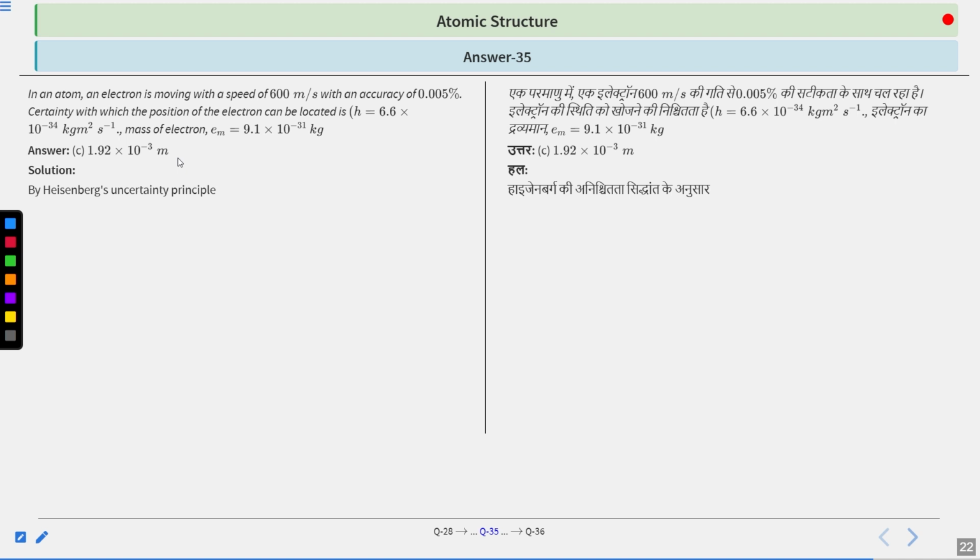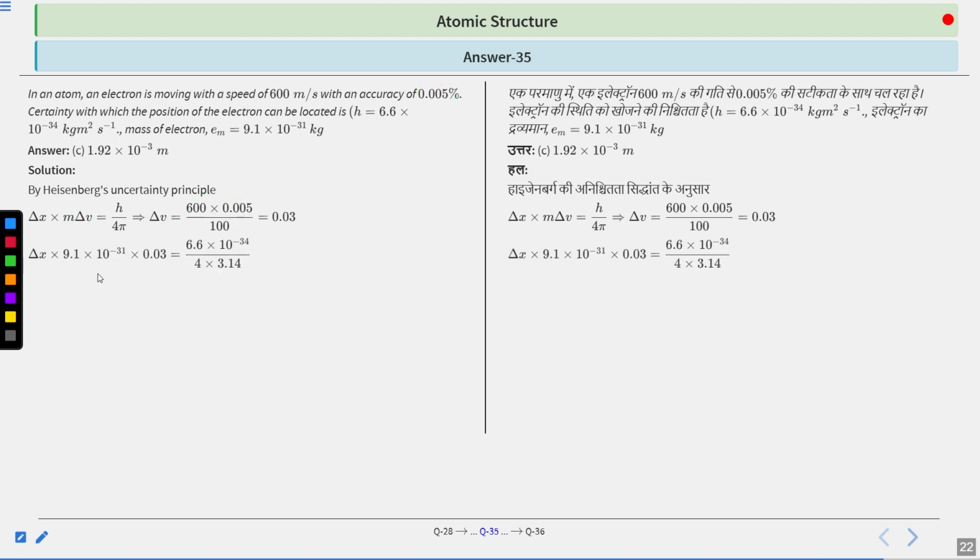By Heisenberg uncertainty principle, we know that delta x into delta p is equal to h by 4 pi, or delta x into m delta v, because mass is known with certainty and the uncertainty is in the velocity. So we have substituted the momentum by mv and taken mass as accurate. So we can write this as equal to h by 4 pi. Delta v is 600 into 0.005 by 100, because this is the accuracy that is given. So we have taken 0.005% of 600. That will give you 0.03. So this is your delta v.